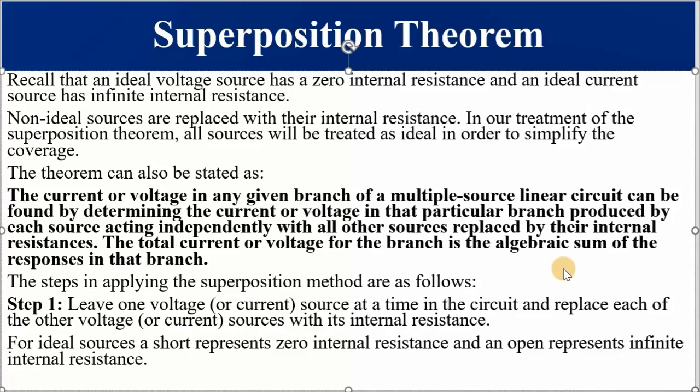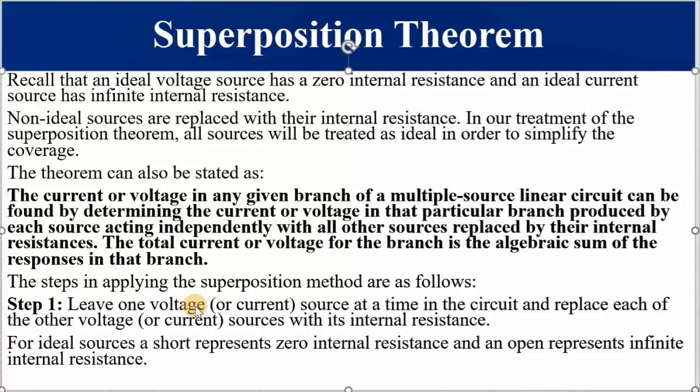How do you find the total current or voltage? It is found by the algebraic sum of the responses in that circuit. This means that if the current due to V1 is 10, the current due to V2 is -1, and the current due to V3 is 6, you have to add the three. Let's look at the critical steps that are followed when you are analyzing a circuit using the superposition theorem.